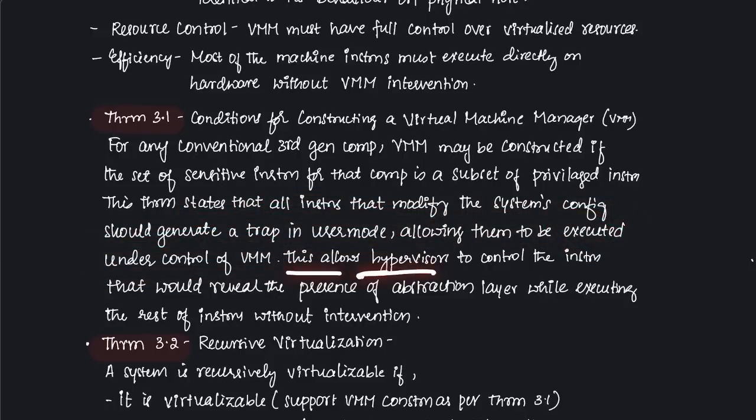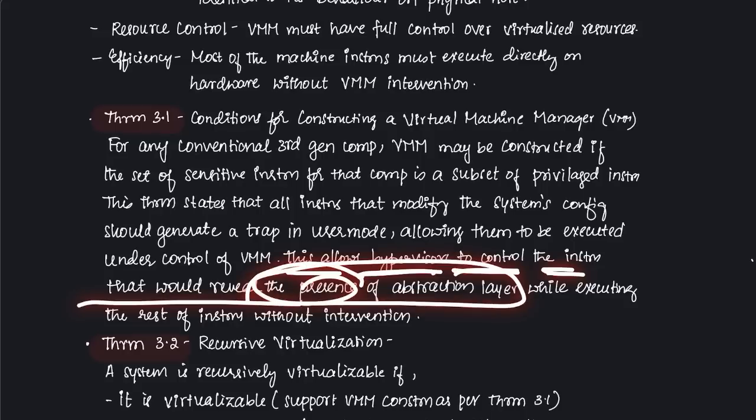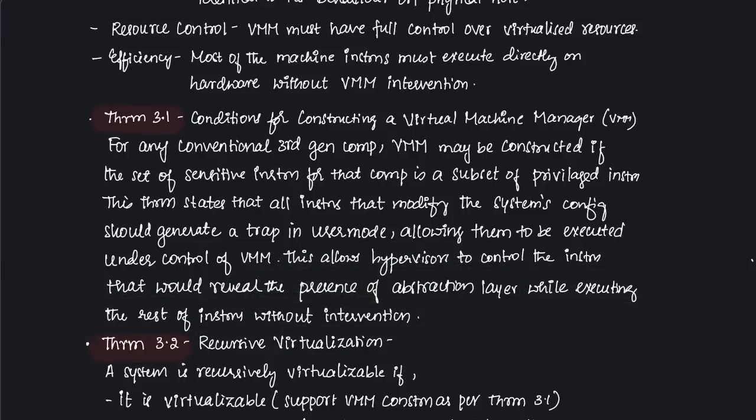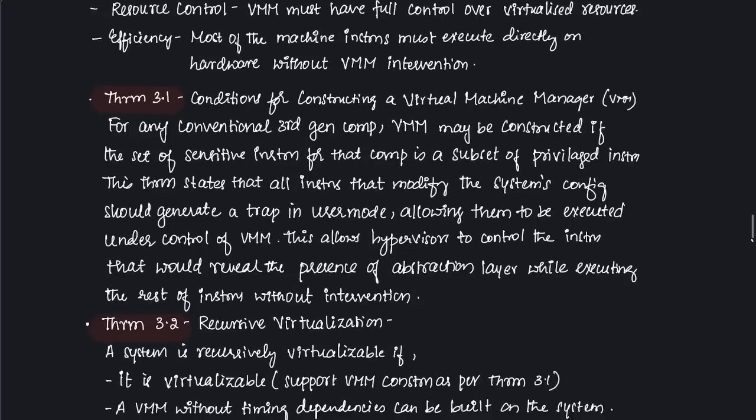This will allow the hypervisor to control the instructions that would reveal the presence of the abstraction level, while executing the rest of the instructions without any intervention. So here we are saying that sensitive instructions must be a subset of privileged instructions. This will allow trapping and hypervisor control to happen.